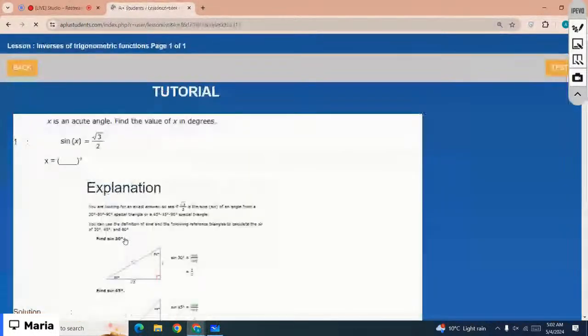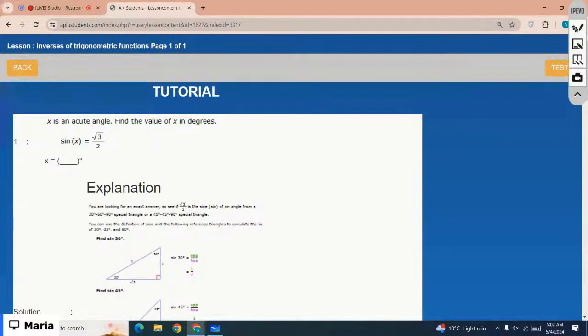Okay, x is an acute angle. Find the value of x in degrees, right? Sin x equals square root 3 divided by 2. You need to calculate the value of x, right? So you are looking for an exact answer, right? So see if square root 3 by 2 is the sine of an angle from a 30, 60, 90 special triangle or 45, 90 special triangle.